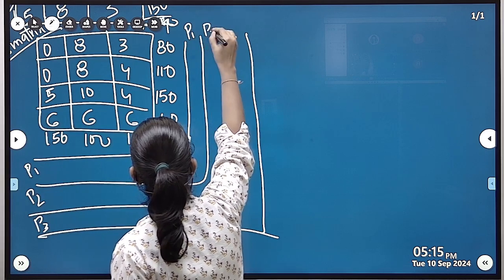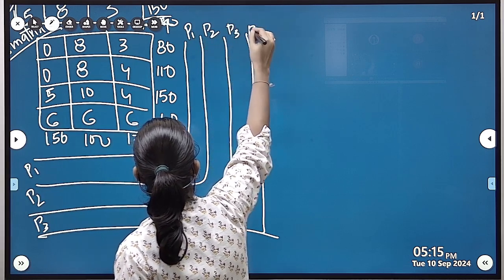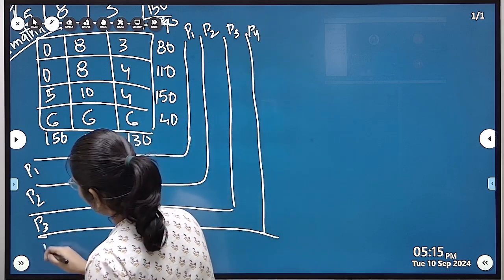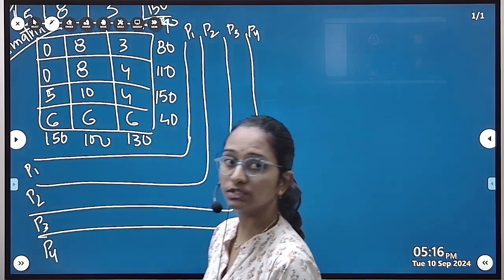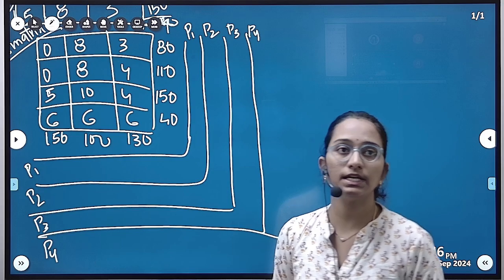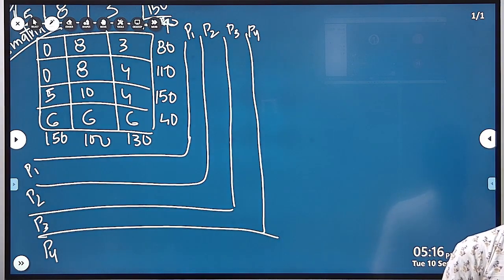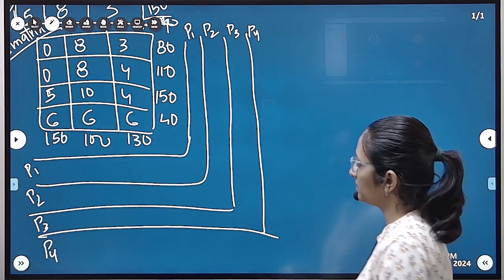Whenever the question is not telling you about the method, you need to do it in Vogel's approximation method only. When the question is not specifically telling about the method, you need to do it in Vogel's approximation method.